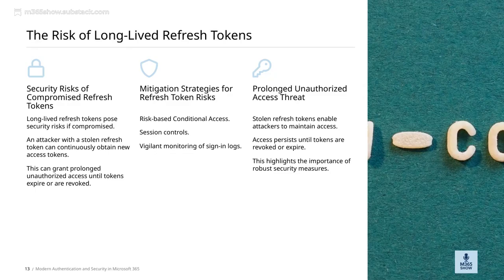Things like risk-based conditional access, session controls, and vigilant monitoring of sign-in logs. These strategies help us detect and respond to suspicious activities promptly. The key takeaway is that long-lived refresh tokens can pose significant security risks if compromised. An attacker with a stolen token can continuously obtain new access tokens, leading to prolonged unauthorized access. This underscores the importance of managing and securing refresh tokens carefully to prevent potential breaches and protect our environment.